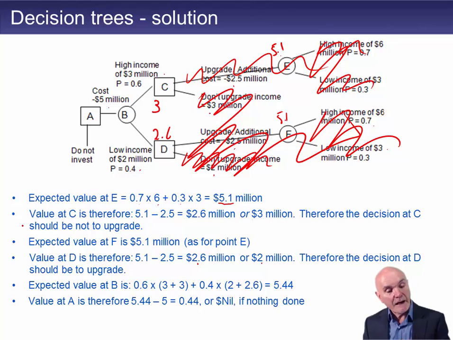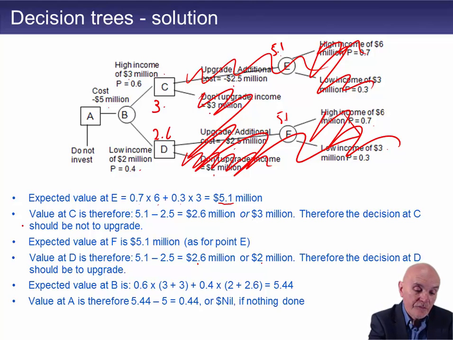And finally we get back to B. And at B, there's a 0.6 chance that we take the upper route here. But here's where you need to be a little bit careful. That 0.6 governs getting 3 million in year 1 and then 3 million later on from the year 2 investment. And similarly, if we went down this lower route, there's a 0.4 chance that's going to be taken up, but that's going to govern getting 2 million there and 2.6 there.